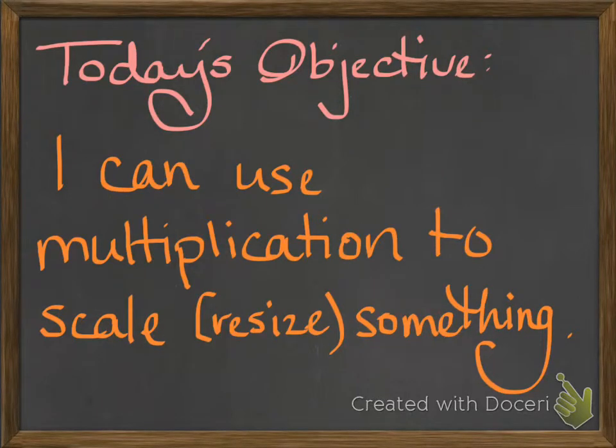Today's objective is I can use multiplication to scale or resize something. So what we're going to do today is think about what happens to our product when we use multiplication. For example, if we take 9 times 5, we know that the product is going to be greater than the numbers that we started with.